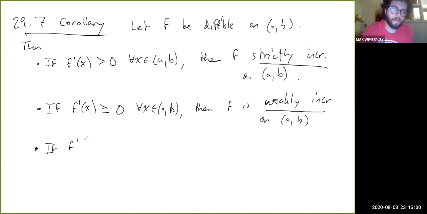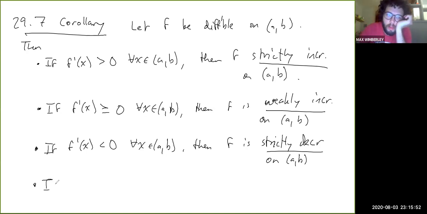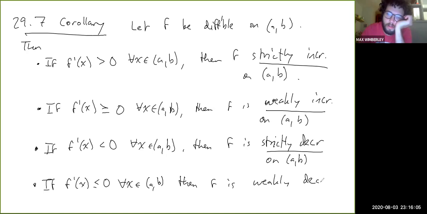If f prime of x is less than 0 for all x in AB, then f is strictly decreasing on AB. If f prime of x is less than or equal to 0 for all x in AB, then f is weakly decreasing on AB.